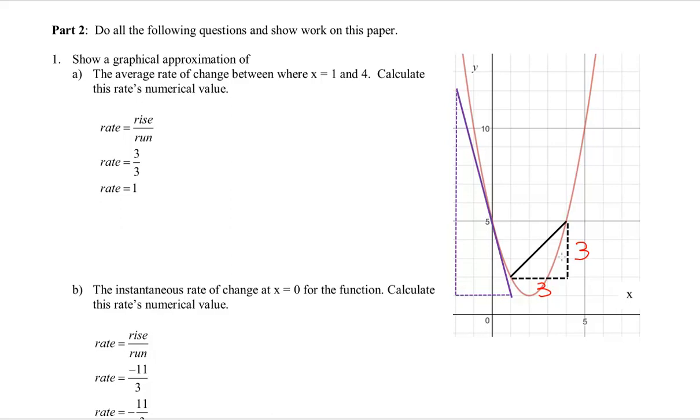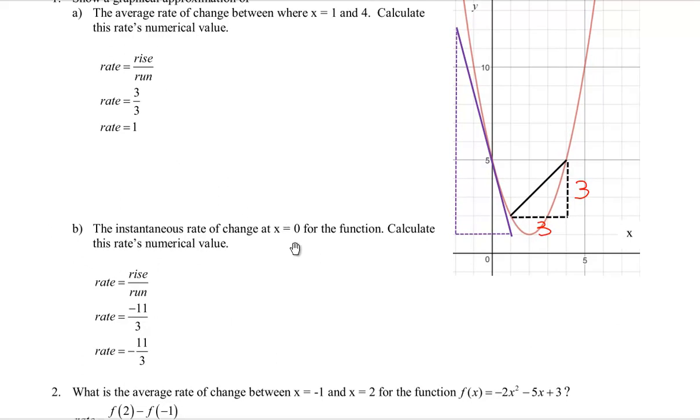So the rate, or the slope, it's just the slope here. Rate is rise over run, slope is rise over run, so it's 3 divided by 3, which is 1. So the average rate of change from where x is 1 to x is 4 would be 1.